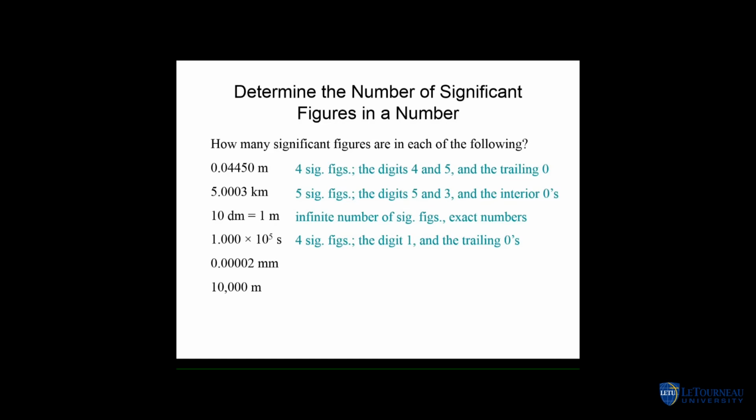Now the one below it here, 1.00 times 10 to the 5th seconds, because these trailing zeros are to the right of the decimal, that implies that we measured those things. So all 4 of those numbers are sig figs. And here, in this situation, all these zeros here are just placeholders. We could have written this as 2 times 10 to the minus, let's see, 1, 2, 3, 4. And then there'd just be 1 sig fig, because we wouldn't need to do anything else.